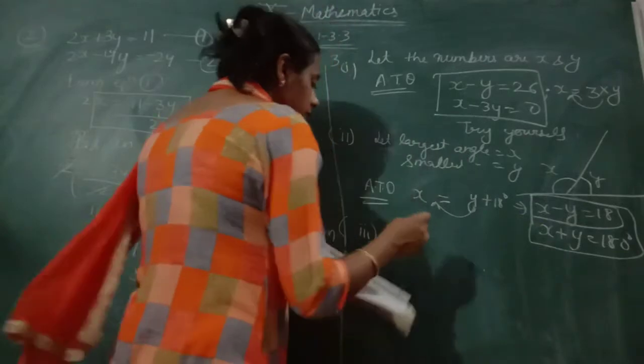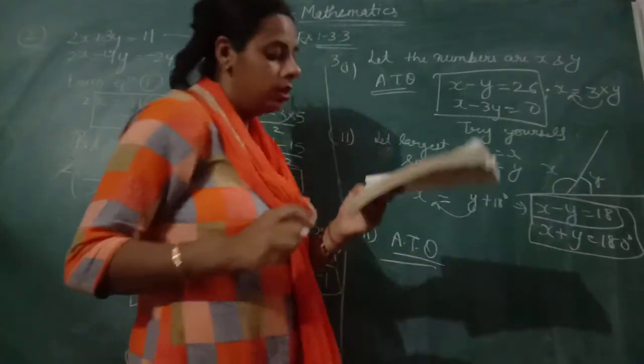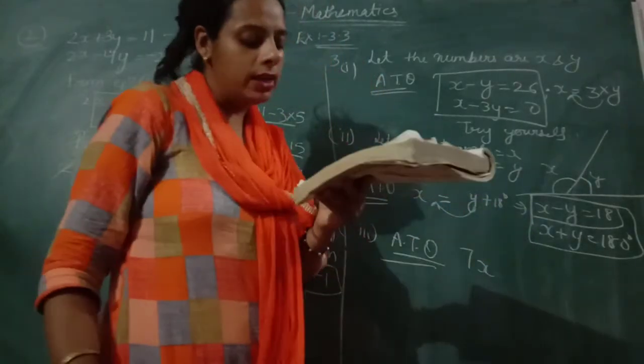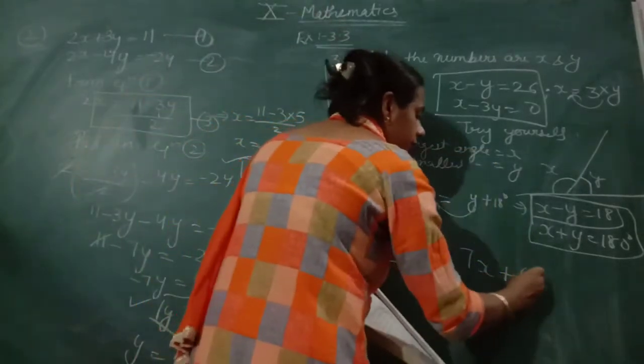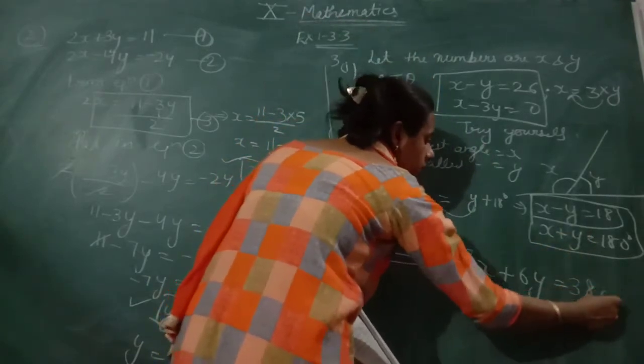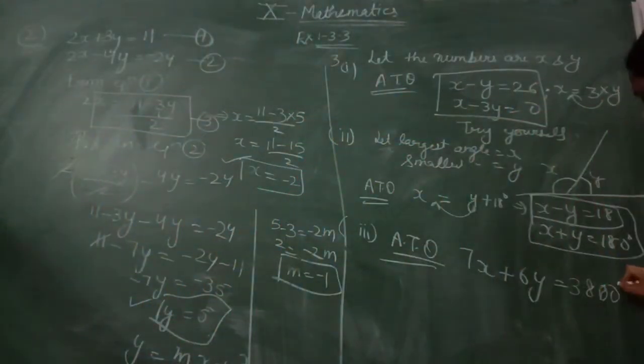And what will be the statement according to the question? What will you have as the first equation? Cost of 7 bats, that is 7x, and cost of 6 balls, that is 6y, and the total cost is given here, that is 3800. Okay, so this is your first equation.